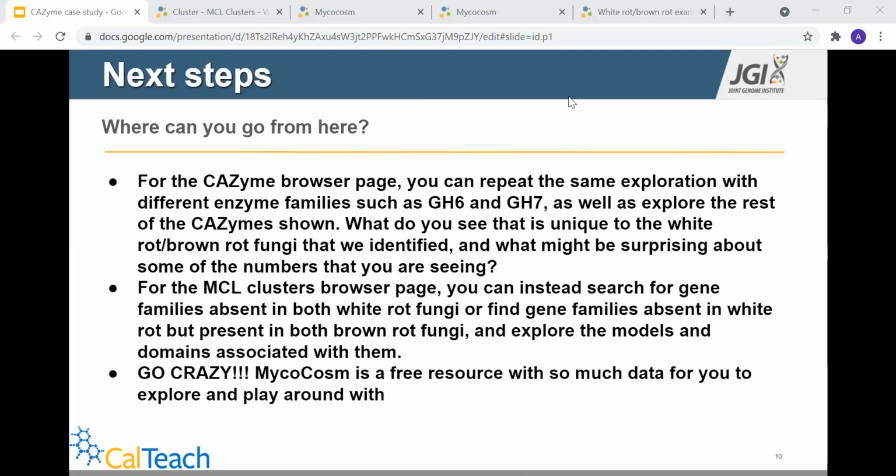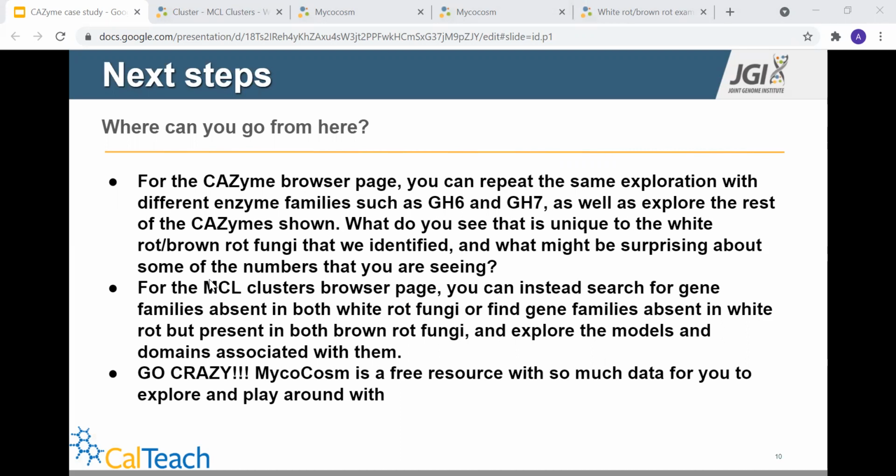Now, next steps. So what can you do with all this information that you've learned? For the Kzymes browser page, you can repeat the same exploration with different enzyme families, such as GH6 and GH7, as well as explore the rest of the Kzymes shown. Some questions to think about: what do you see that is unique to the white rot and brown rot fungi that we identified, and what might be surprising about some of the numbers that you're seeing?